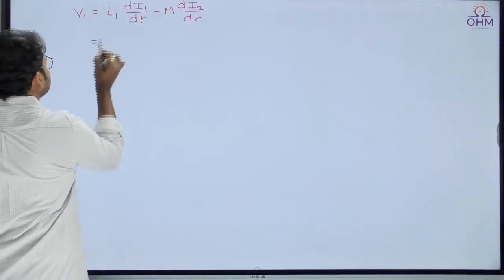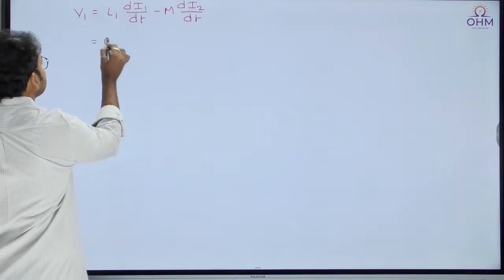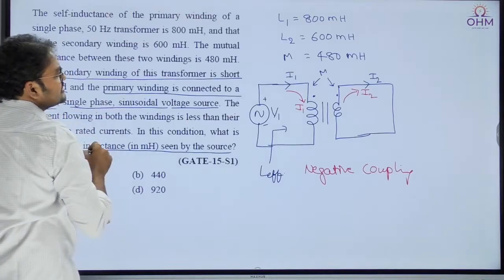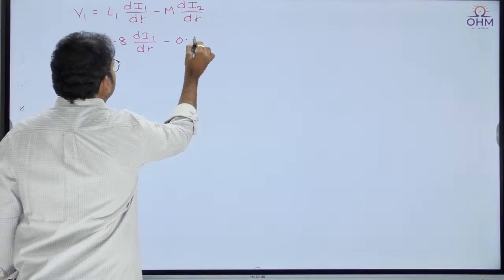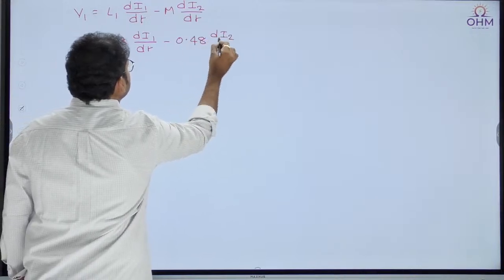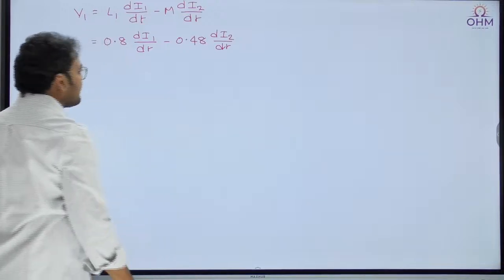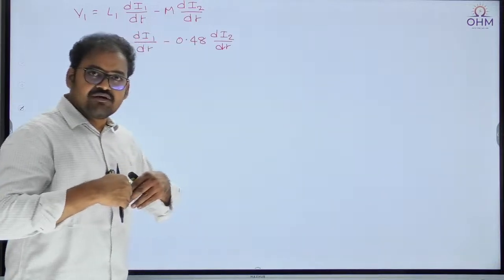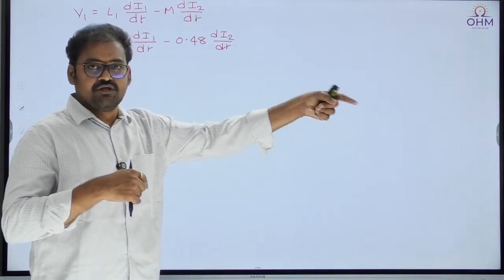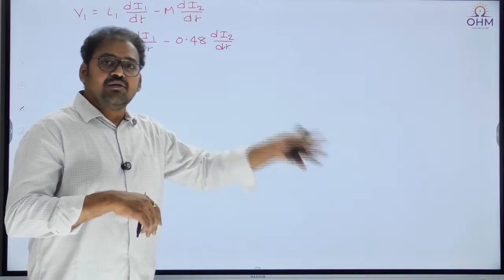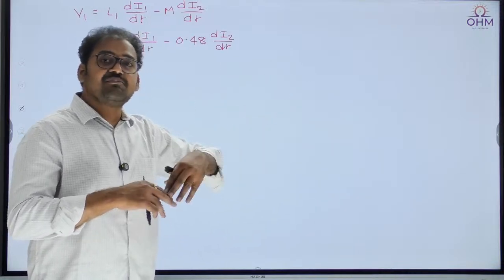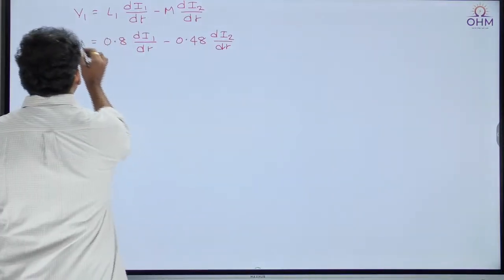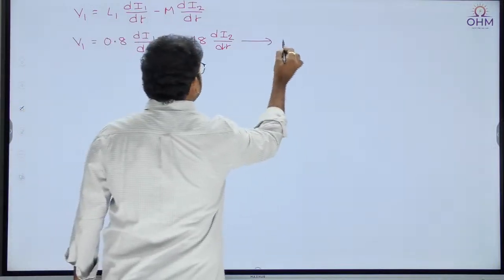So what is L1 given? L1 was 800 millihenry, that is 0.8 henry, dI1 by dt. M was 480 millihenry, that means 0.48 dI2 by dt. We know mutual EMF in the primary is the EMF induced in the primary winding due to secondary current. What is mutual EMF in the secondary? Mutual EMF in the secondary is the EMF induced in the secondary winding due to primary current. Okay, so let us consider this as equation number 1.